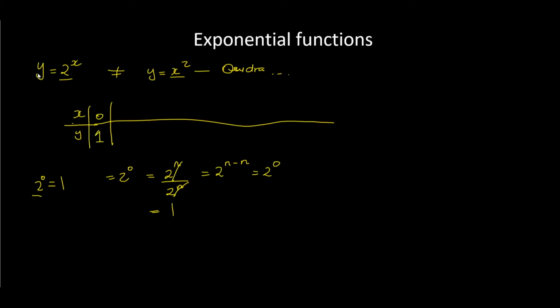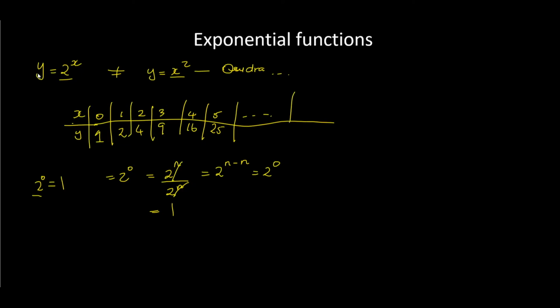Let's move on. When x is equal to 1, 2 to the power 1 will give you 2. When x is equal to 2 it will give you 4. When x is equal to 3 it will give you 9. When x is equal to 4, it will give you 16. And when x is equal to 5, it will give you 25, and so on. As you can see here, we started from 0. Let's see when x is negative.